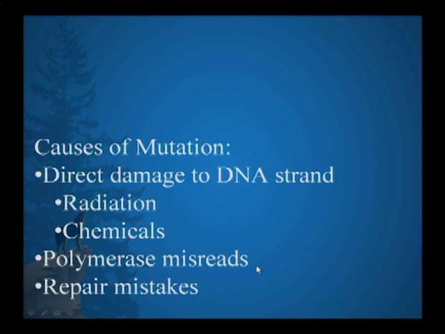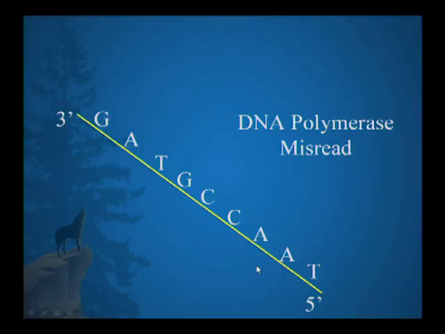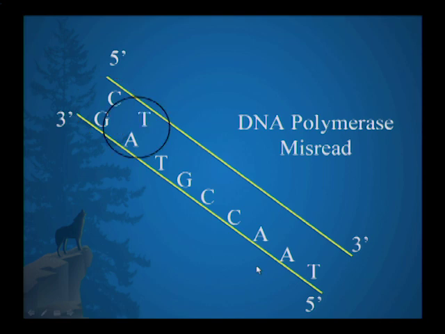So, causes of mutations. Direct damage to the DNA strand by radiation or chemicals, what we call polymerase misreads. Also, repair mistakes lead to mutations, or spontaneous changes in the sequence of DNA. What I mean by DNA polymerase misreads is that when chromosomes are replicated in mitosis and meiosis, and we've talked a little bit about this already, you may recall that DNA polymerase reads the existing strand and matches up the complementary base. Well, normally it's very faithful in doing that.